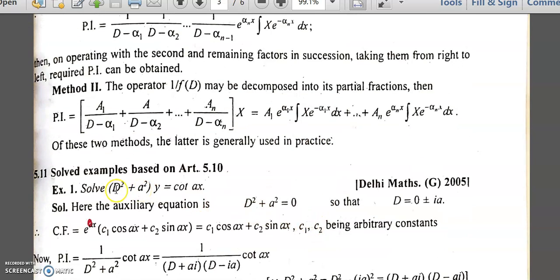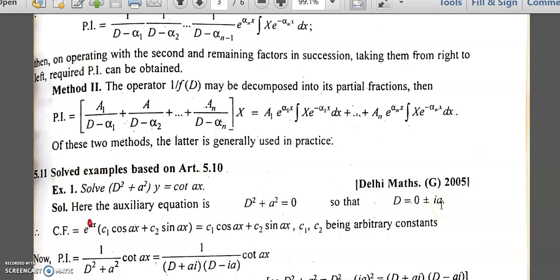So suppose we need to solve (D square plus a square) y equal to cot ax. Now you need to first find out the complementary function. So how do you find it? Put the right hand side 0. So the auxiliary equation is what? D square plus a square equal to 0. That means D equal to plus minus i a.